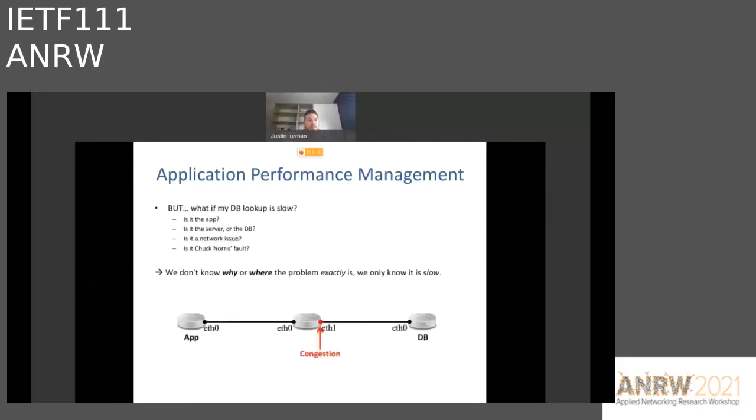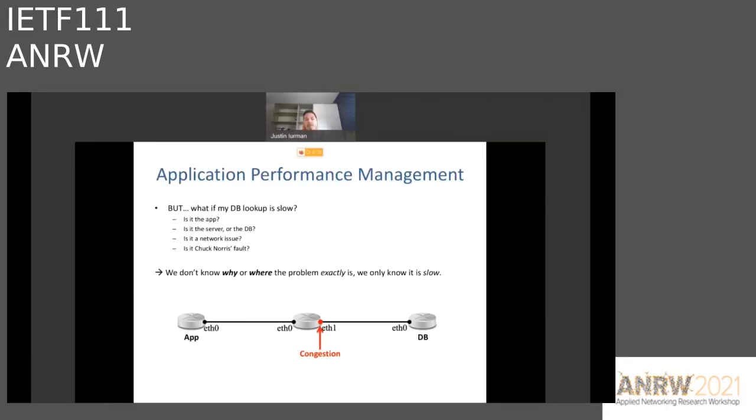And to cite an example, let's assume that my database lookup is slow. So I can see in Jaeger that my database lookup is slow because I traced it. In that case, should I just blame the app, or should I put the blame on the server or even the database? Or maybe this is a network issue, or actually it can be anything else. So it's hard to know exactly what it is. So you don't know why, and you don't even know where exactly the problem is.